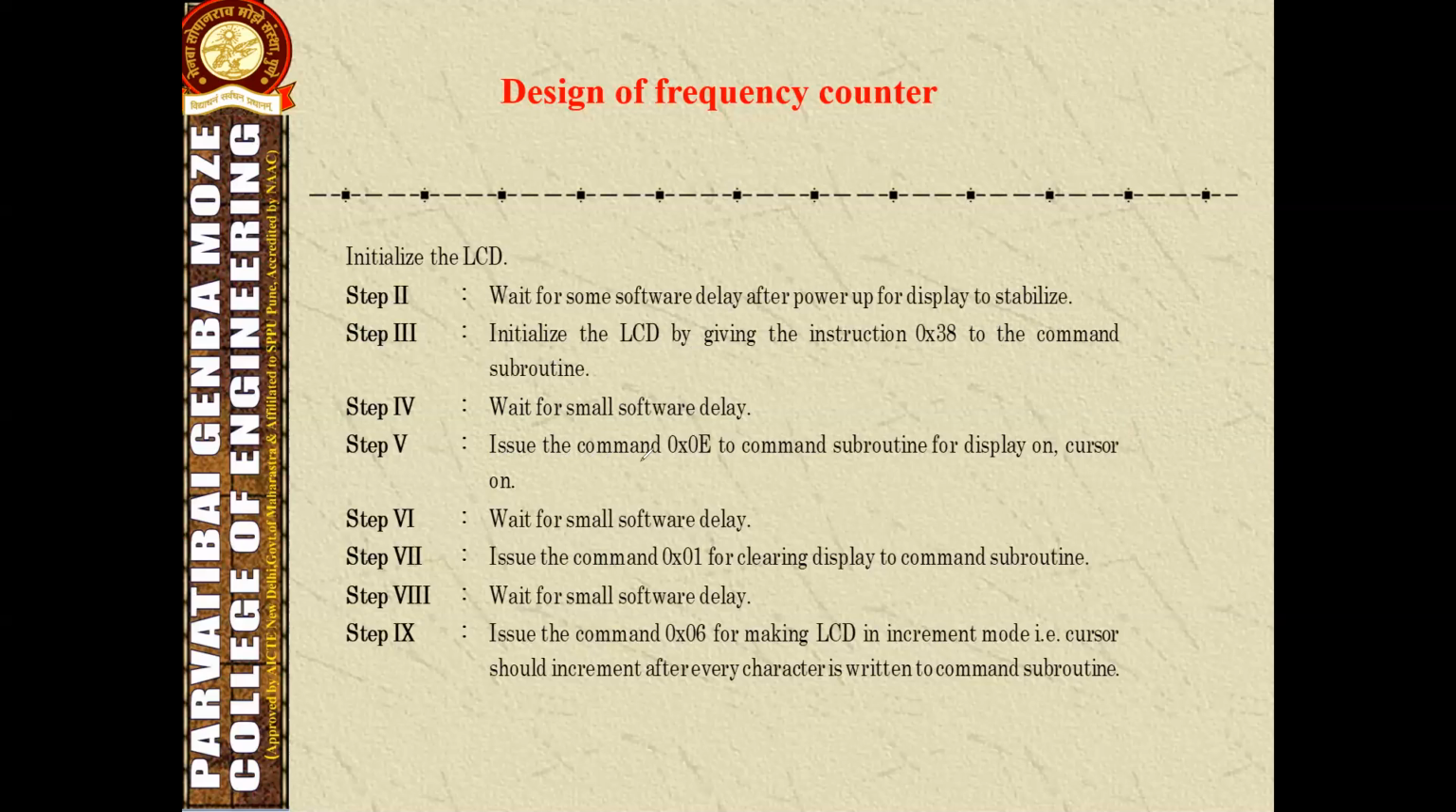Issue the command 0E to the command subroutine for display on. We are issuing this code to our command subroutine, accessing it by using this code. Using this code, we are making the display on and setting the cursor. The cursor we have to set for displaying purposes. Here the display will be on and the cursor will be set.